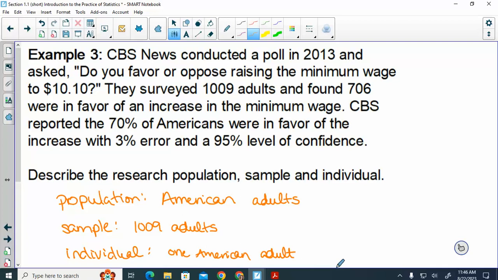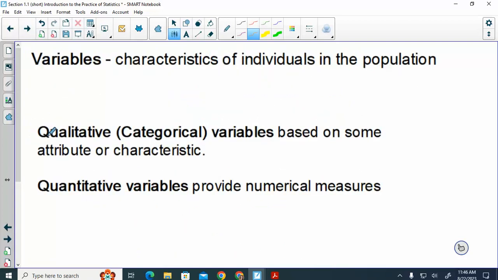The second piece that we have to talk about in this section is different kinds of variables. So we're going to go back to our definitions for a minute. Variables are the characteristics of individuals in the population. It's the thing that I'm concerned about. So whether I'm surveying you to see how many of you want to take college level classes, or maybe I'm surveying you to see how many of you have brown hair, it's whatever I'm concerned with. That's my variable.